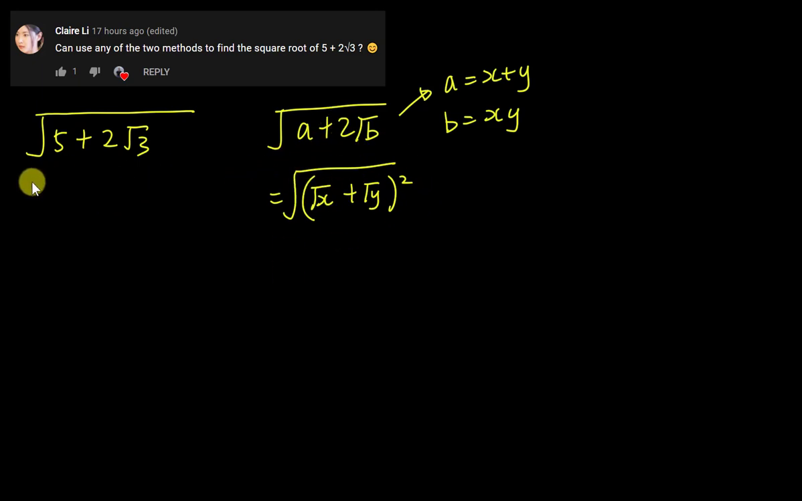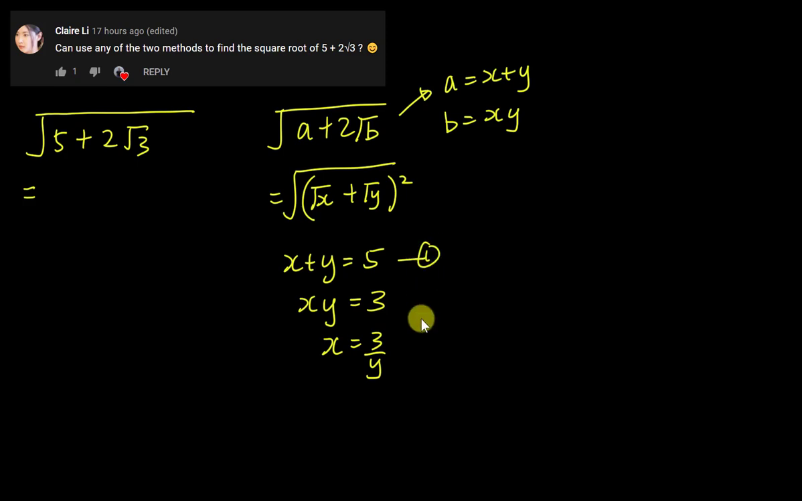So let's do something over here. I know x plus y equals 5, because it's the a position, and the b position already has the 2, so I don't need to change anything. Then x multiplied by y gives 3. Now I want to do some substitution. I will make x the subject, x equals 3 over y. This is the first equation, this is the second equation, and I sub the second equation back into the first equation. So I have 3 over y plus y equals 5.